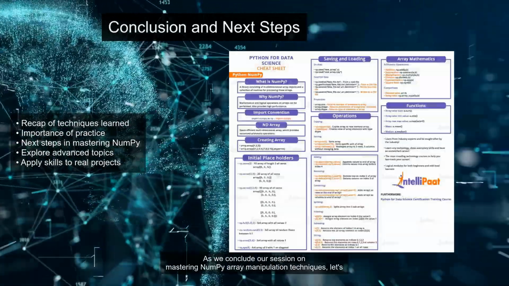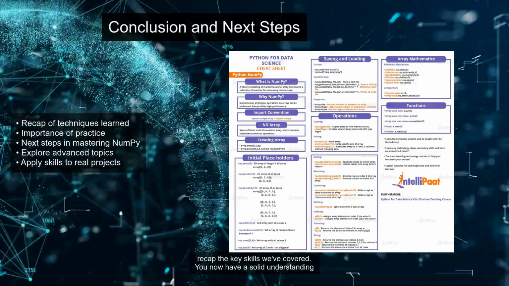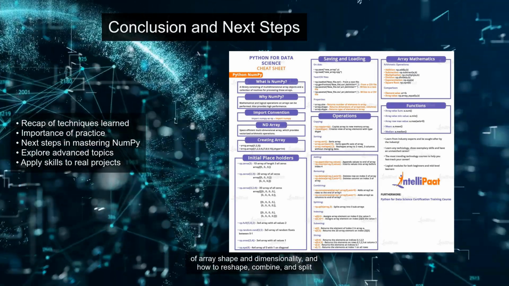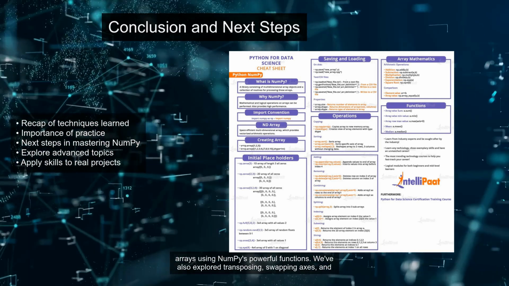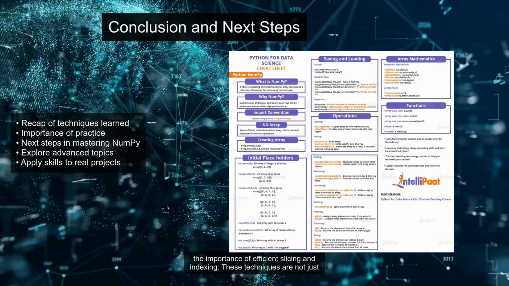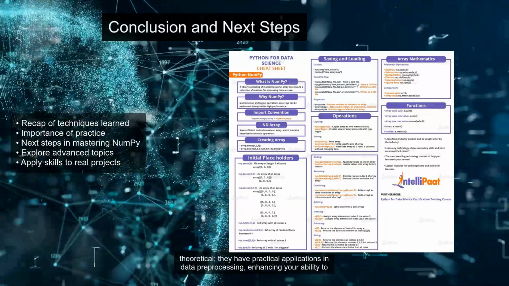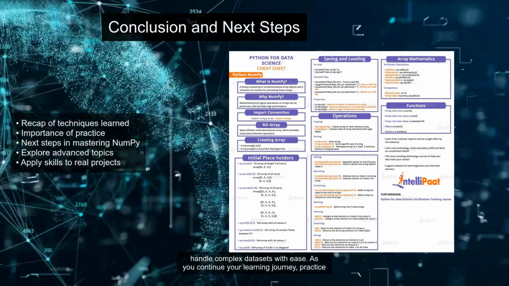As we conclude our session on mastering NumPy array manipulation techniques, let's recap the key skills we've covered. You now have a solid understanding of array shape and dimensionality, and how to reshape, combine, and split arrays using NumPy's powerful functions. We've also explored transposing, swapping axes, and the importance of efficient slicing and indexing. These techniques are not just theoretical, they have practical applications in data preprocessing, enhancing your ability to handle complex datasets with ease.